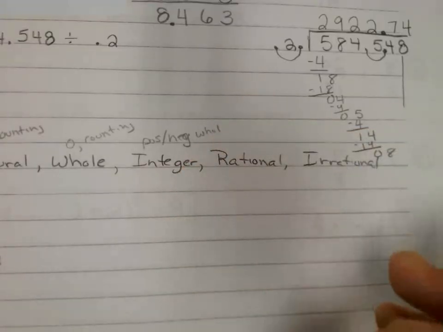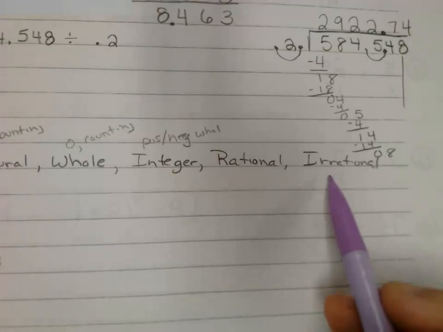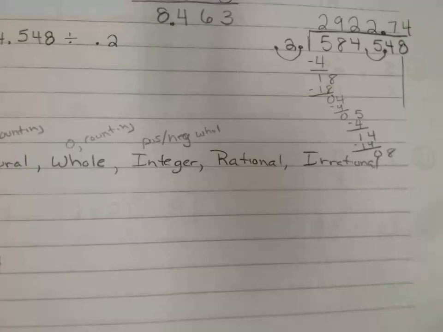Rationals can be expressed as a fraction. No, I'm sorry, the irrationals are the non-repeating decimals. They're like decimals that go on and on forever, and they never repeat each other.